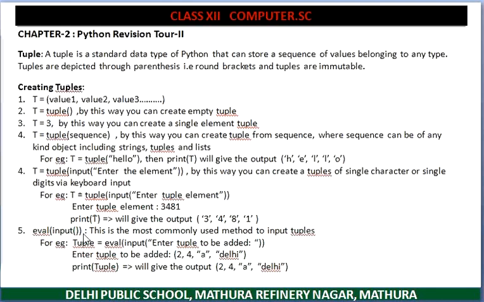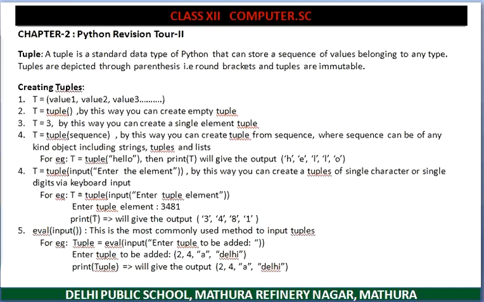Fifth way, eval(input()). This is the most commonly used method to input a tuple. So this is the main method. Here the syntax: tuple = eval(input('Enter tuple to be added')). So this is the syntax for reading a tuple. Here we are reading a tuple of different values, and with the help of the print statement we can print the tuple. So the fifth one is the most important method to input the tuple.